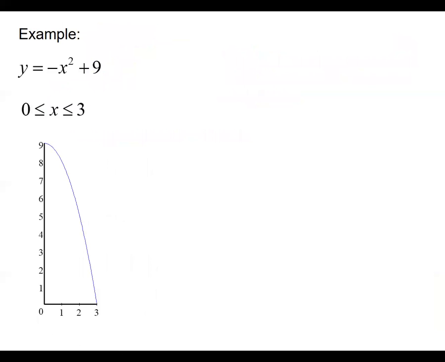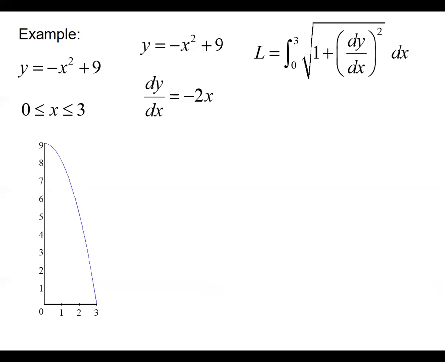Okay, so let's take the function negative x squared plus 9 on the closed interval from 0 to 3. And I want to know what is the length of this arc. Okay, we're not going to approximate it here. We're actually going to evaluate it. So the first thing I got to do based upon the formula is I got to take the derivative. And then I can set up my integral.